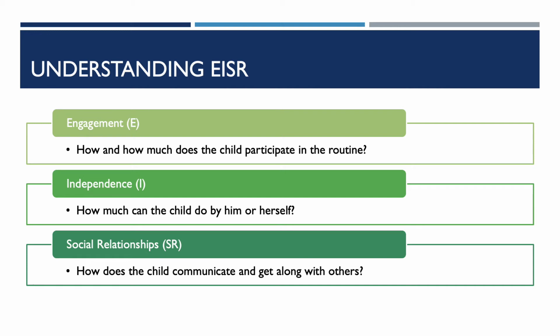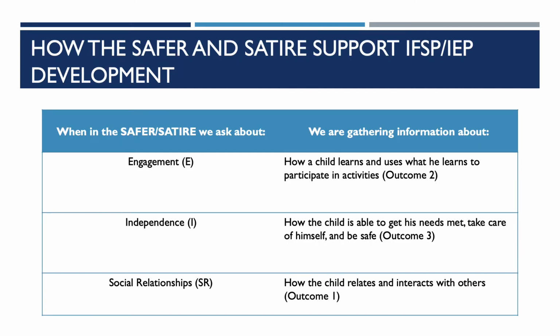This holds true regardless of the type of interview that you are doing. Gathering information on family routines using either the RBI, the SAFIR, or the Everyday Routines page on the IFSP is required as part of the IFSP process. The EISR is a critical component to the parent or caregiver interview in the authentic assessment process. There is a direct connection to the information you are gathering around engagement, independence, and social relationships, and the information needed to provide meaningful routines-based interventions.